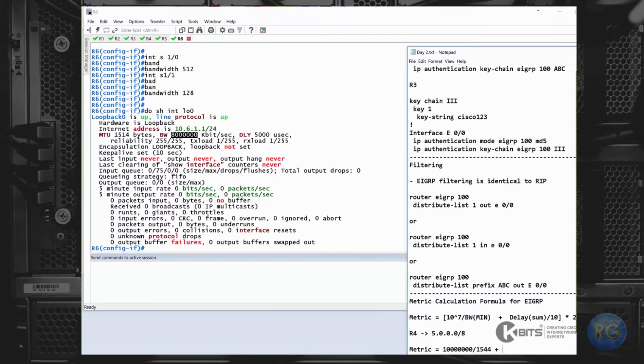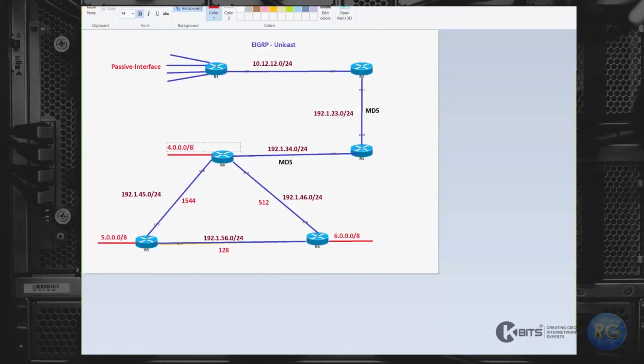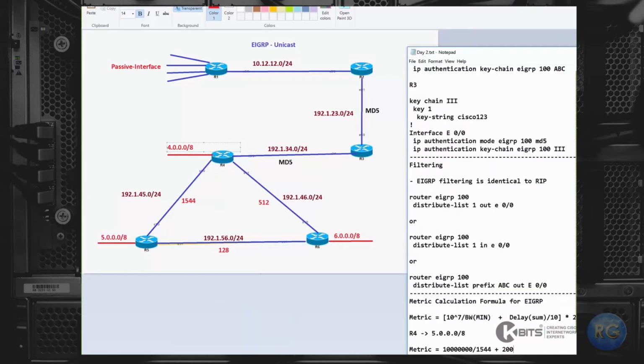Delay, I have 2 delays. What are my 2 delays? One is the serial, one is the loopback. So the number becomes 20,000 plus 5,000, sum. Okay? Divided by 10, and you take this value and you multiply it by 256.